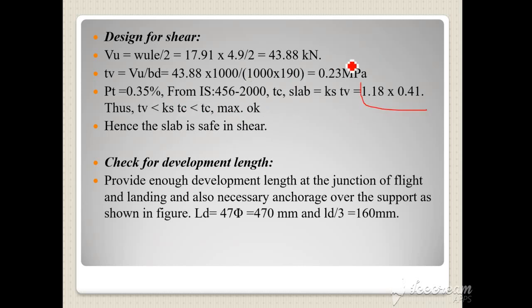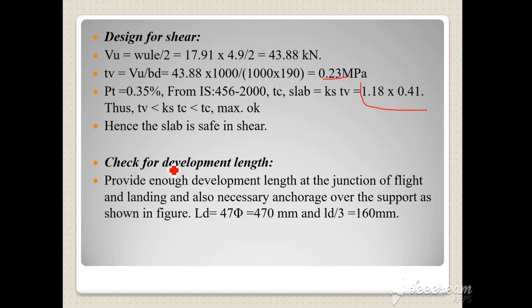So this tau v should be less than k tau c and tau c. If it is more than this, then we have to design the reinforcement, we have to provide shear reinforcement, or we need to increase the thickness of the slab. We cannot keep on increasing the thickness of the slab, so we have to provide shear reinforcement. But in our case, this value is lesser than 0.41, and it is also lesser than 1.18 times 0.41. So hence the slab is safe in shear.